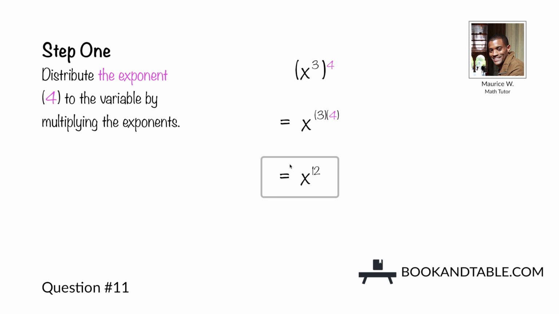Step 1. Distribute the exponent 4 to the variable by multiplying the exponents. So this is the power of a power rule. So you multiply the exponents. That gives you x to a power of 3 times 4, which gives you a final answer of x to a power of 12.